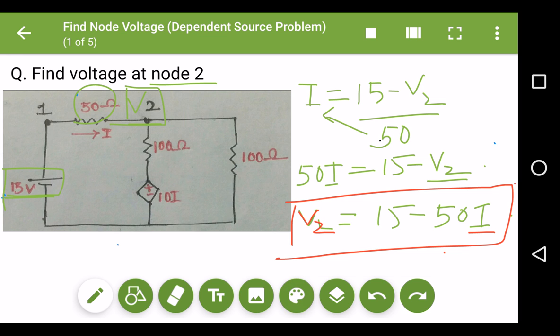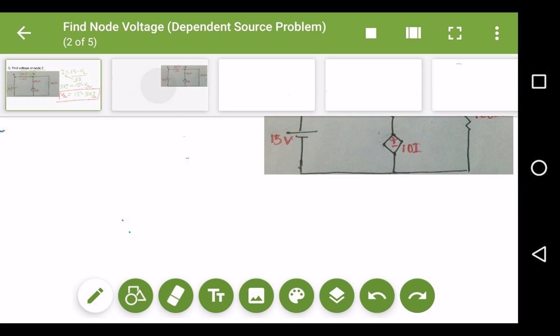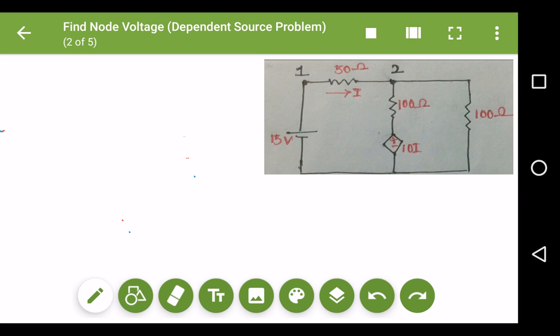Let me tell you that we are going to use the source transformation technique to solve this network, because you can also do it with mesh analysis, but you will find that it becomes more and more complex rather than simplified. Hence, the easiest method to solve this type of problem is the source transformation technique.